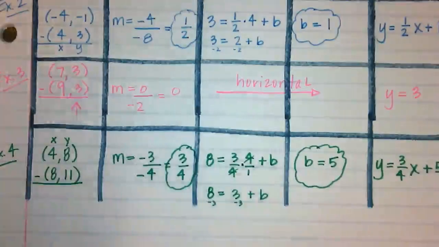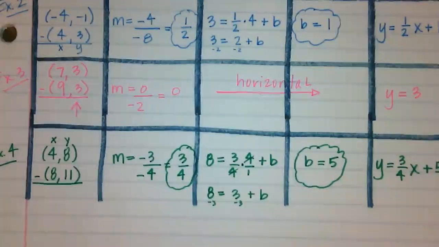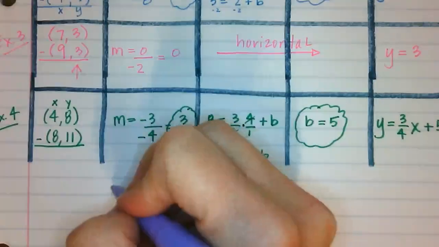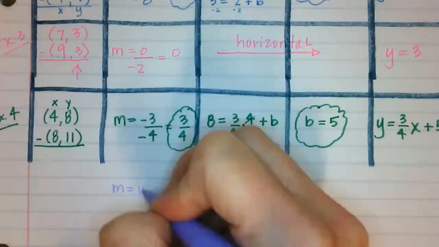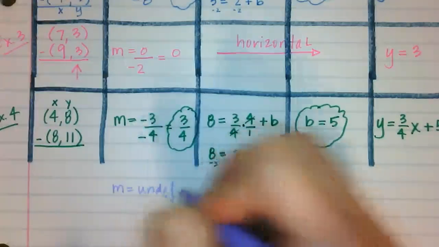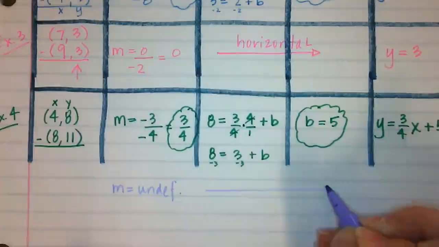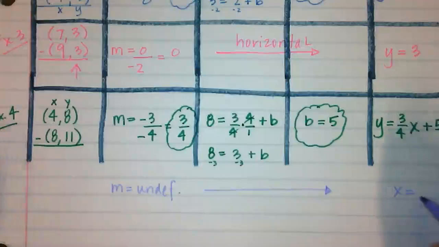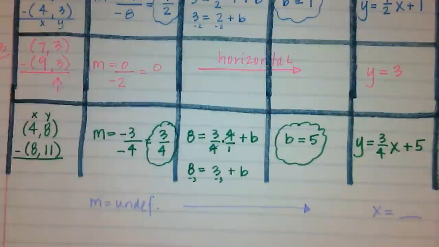The only other thing that I want to comment is keep in mind that if you come to this slope right here and you get that the slope is undefined, then that means that you can skip down here, and this is going to be an x equals a number line.